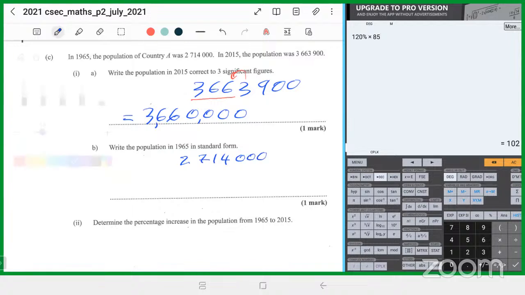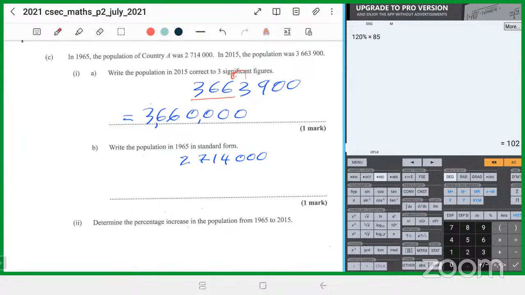2,714,000. We need the decimal point to be right here when it is in standard form. There's no decimal point showing in the number. It is like the decimal point is right here at the end. So how many places do we have to move it back? Remember, this is a large number, so when you finish, it must be 10 to some positive number. That's a large number. All right?